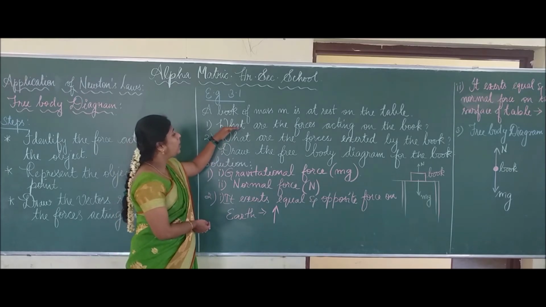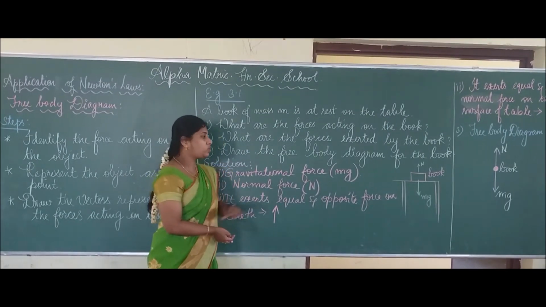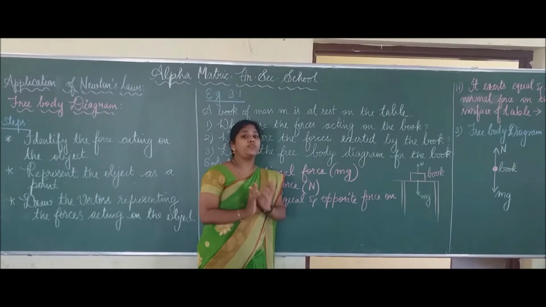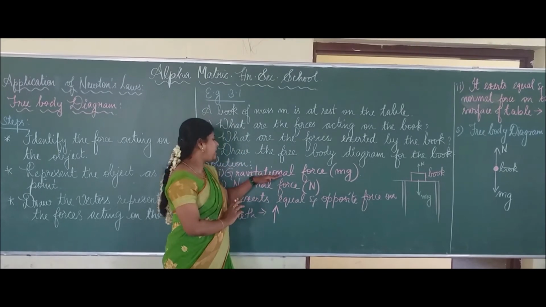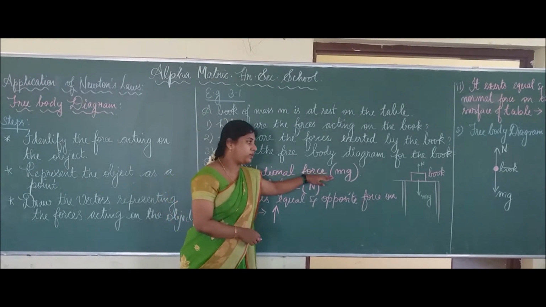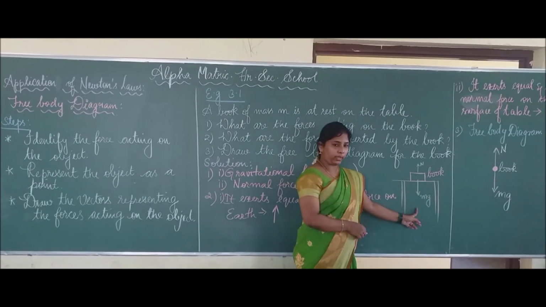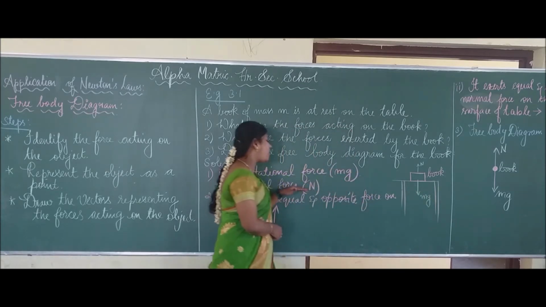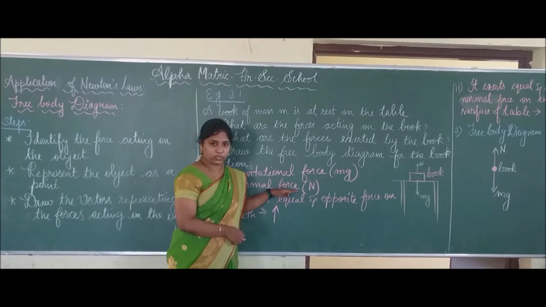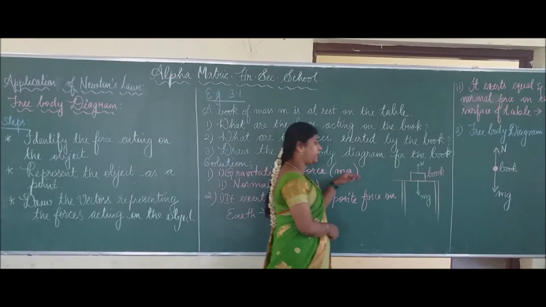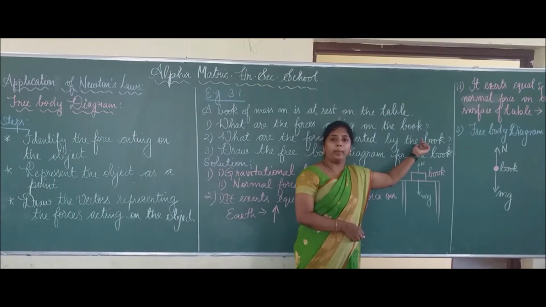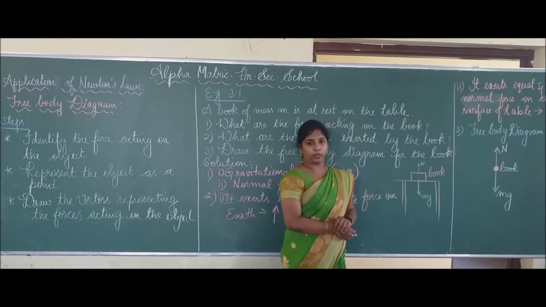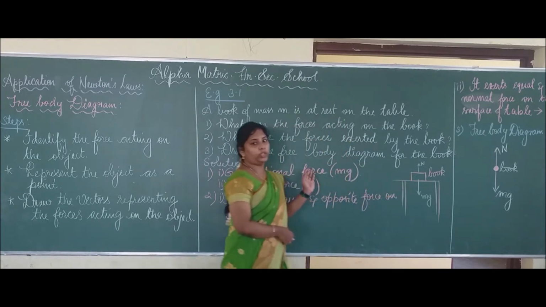The first question: what forces are acting on the book? There are two forces acting on the book. One is the gravitational force, mg, acting downwards. Gravitational force generally acts vertically downwards. The other is the normal contact force, which always acts upwards on the book. So these two forces are acting on the book.